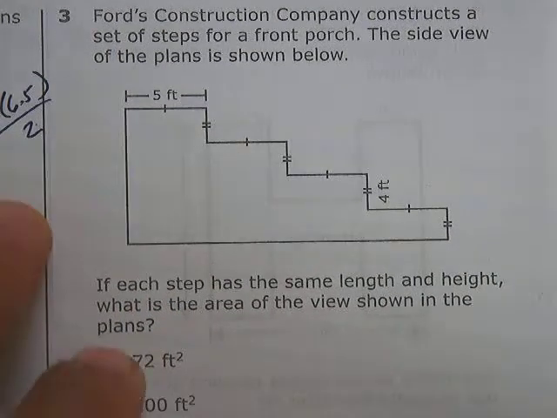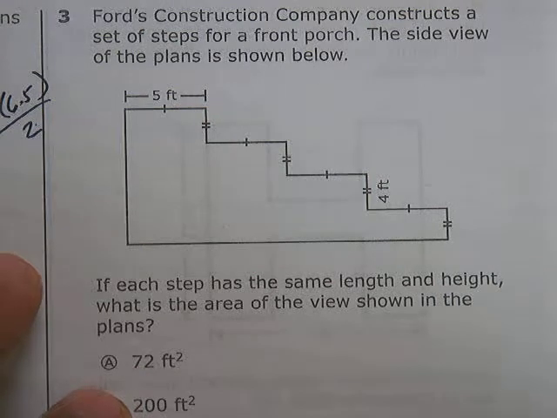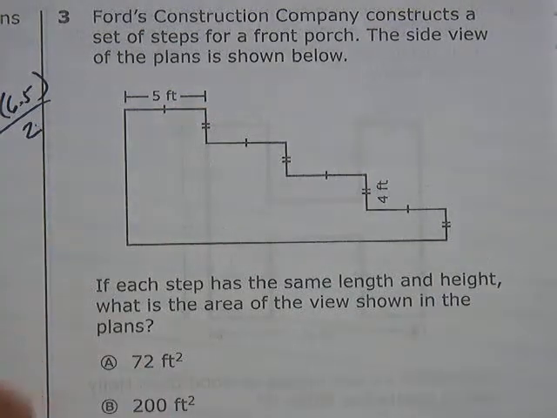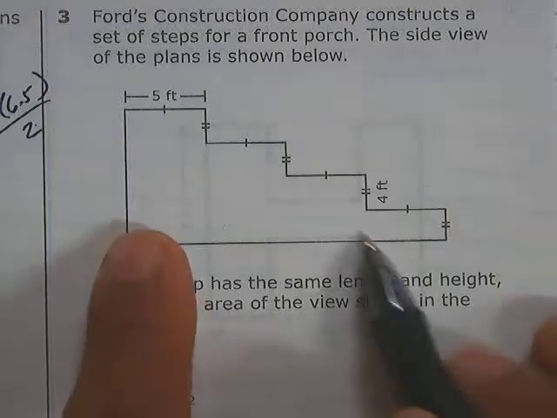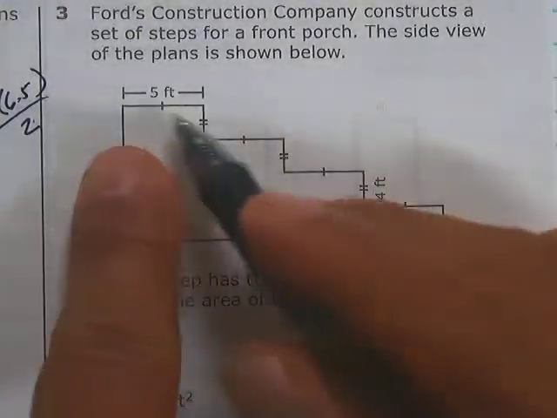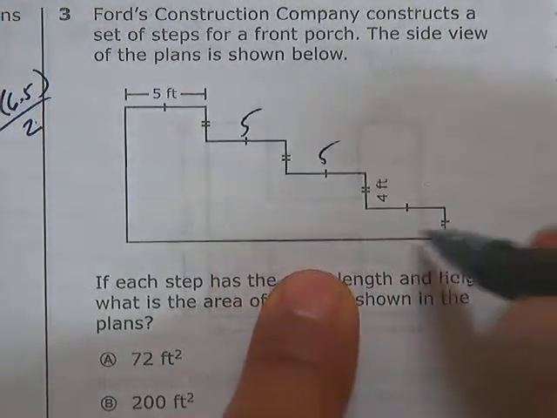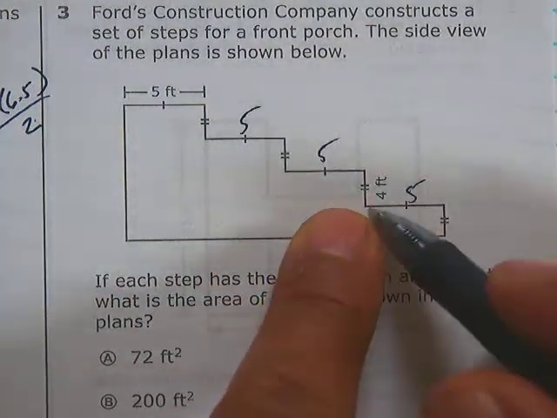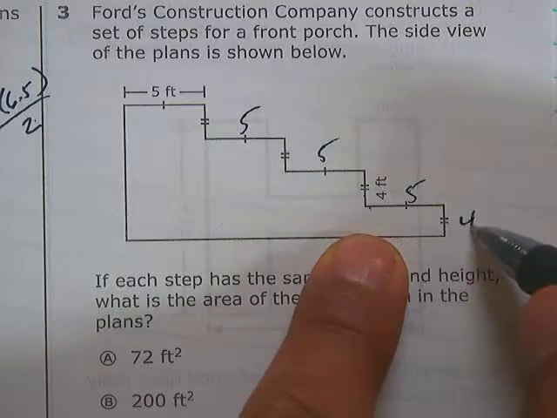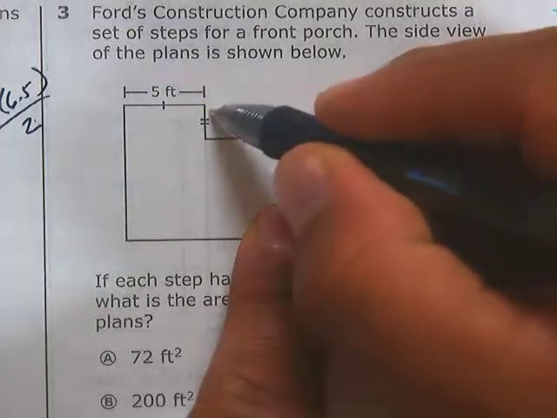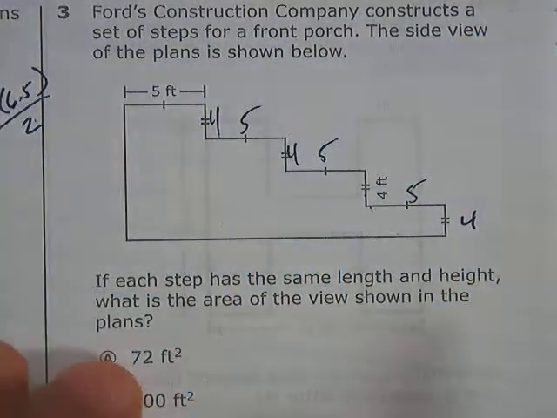All right, good luck. On the third one there, it says Ford Construction Company constructs a set of steps for the front porch. The side view of the plans is shown below. If each step has the same length and height, what is the approximate area of the view shown in the plans? Well, the way I see it here, I see that they give me measurements.